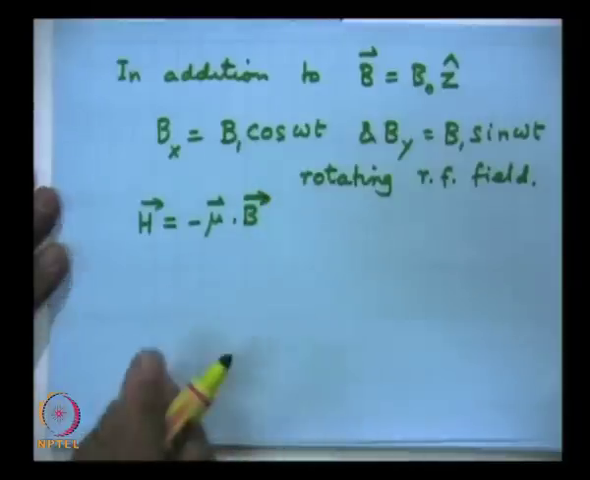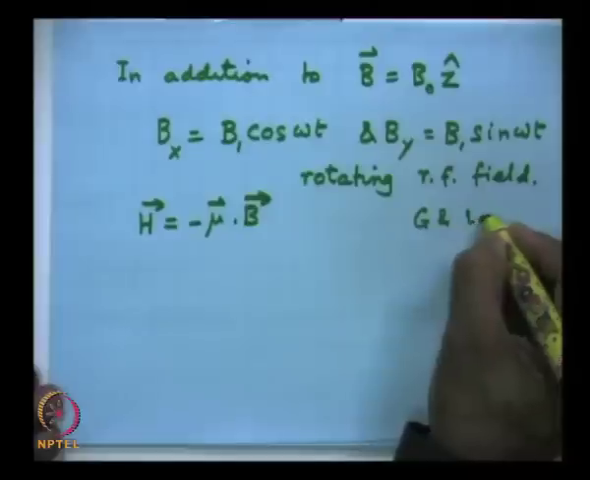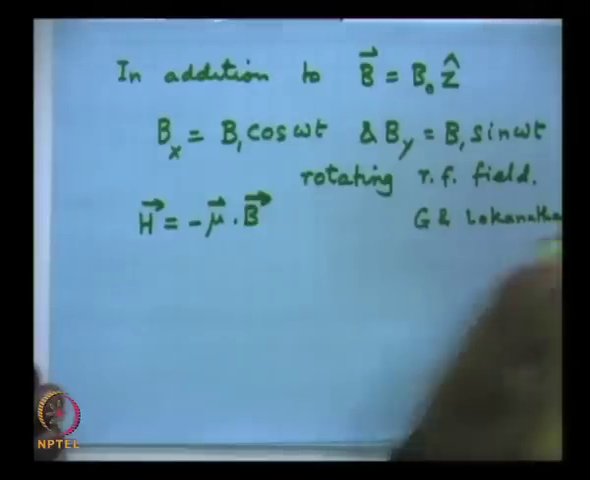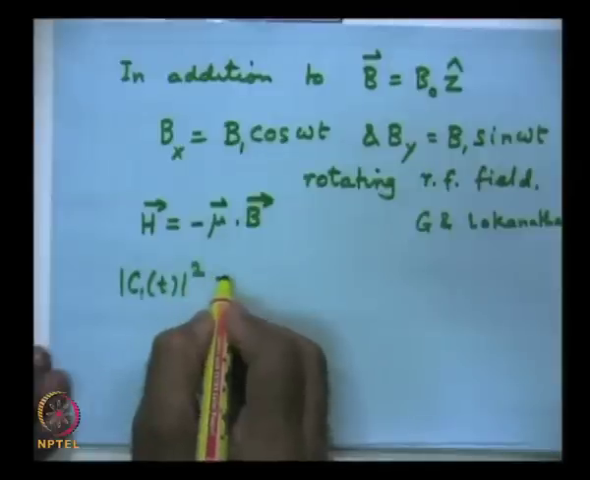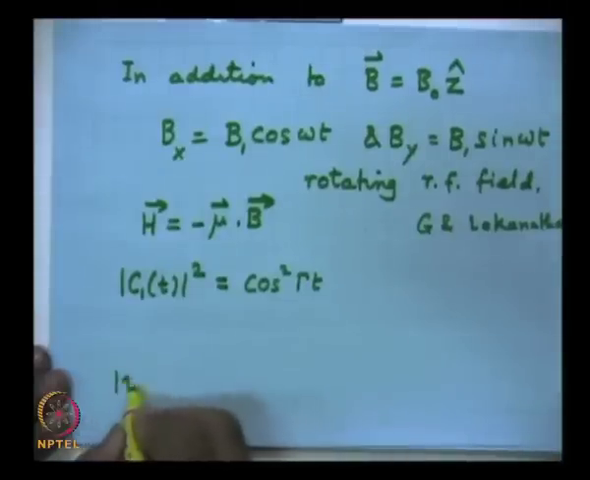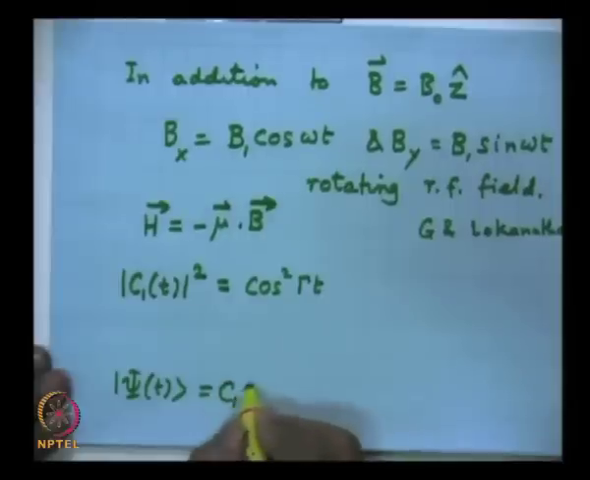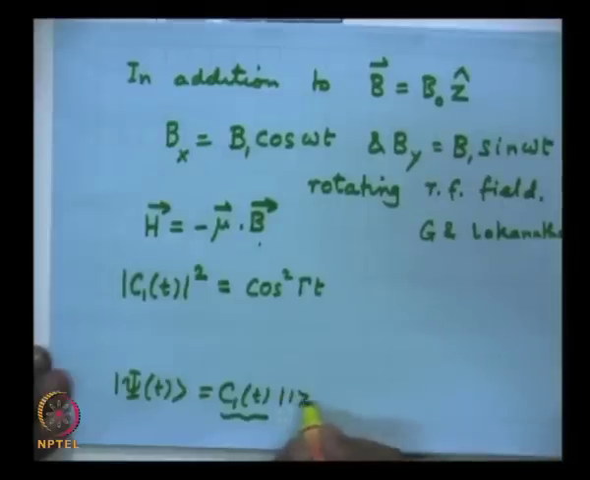but in this case the Hamiltonian itself will be time dependent, but it is a two state problem. It is really a very straightforward problem. It is solved in our book by myself and Professor Lokanathan, and I leave it as an exercise. It is a very nice exercise. I would like you to show that the mod square of C 1 of t comes out to be cos square gamma t. You see, we write the solution as psi of t equal to C 1 of t ket 1 plus C 2 of t ket 2, where the coefficients will change with time because the Hamiltonian itself is a time dependent quantity.